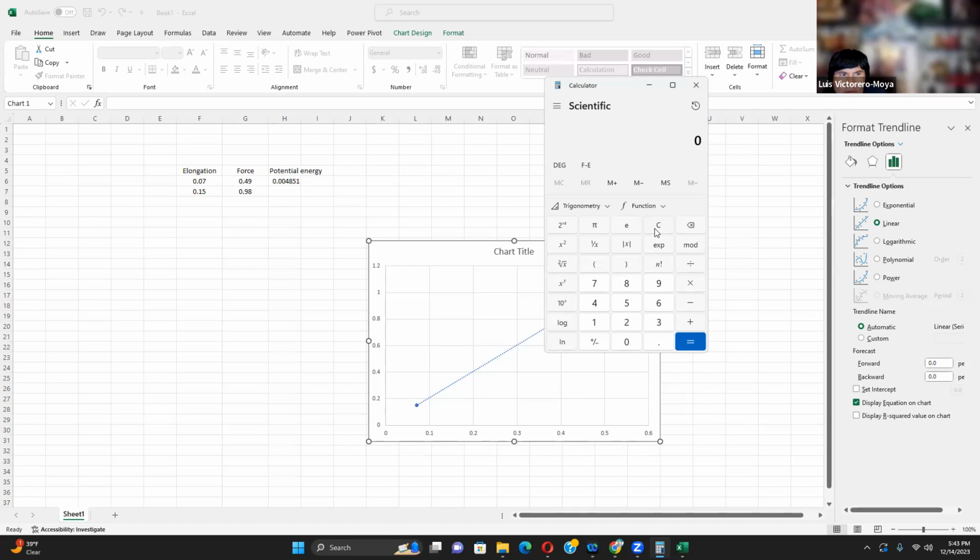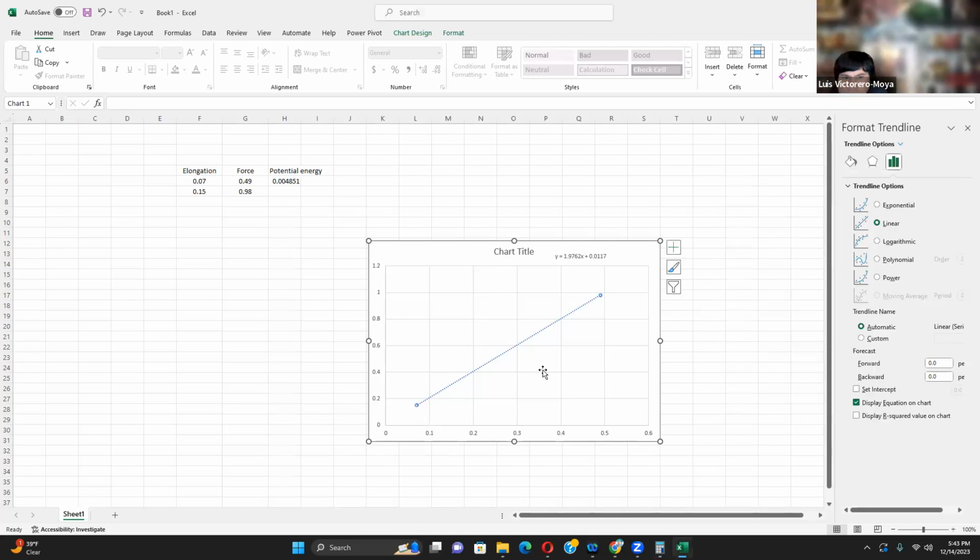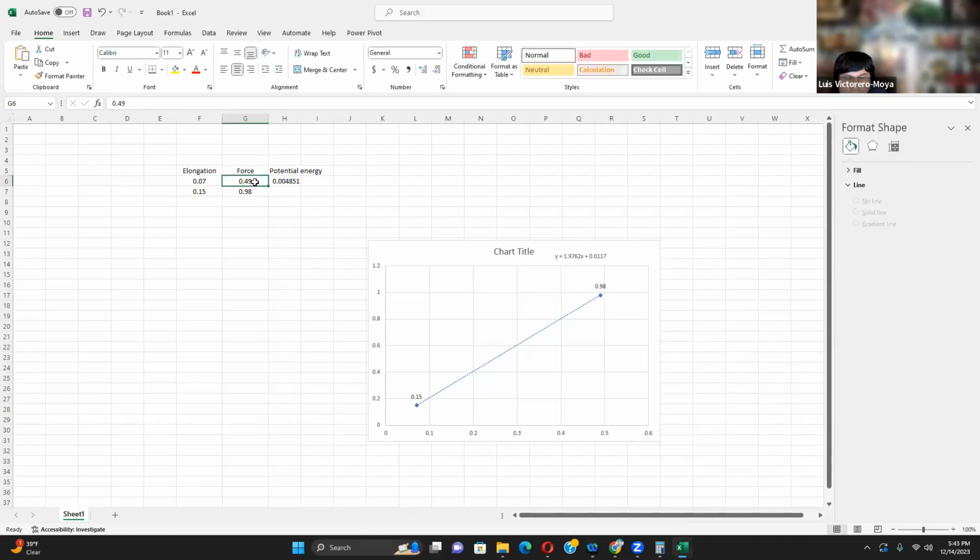Elongation and force. There's something wrong. The x-axis is fine. The y-axis seems off. Why? Let's see. This point, did I put it right? These data labels, 0.15. This is 0.49. Should be here, right?